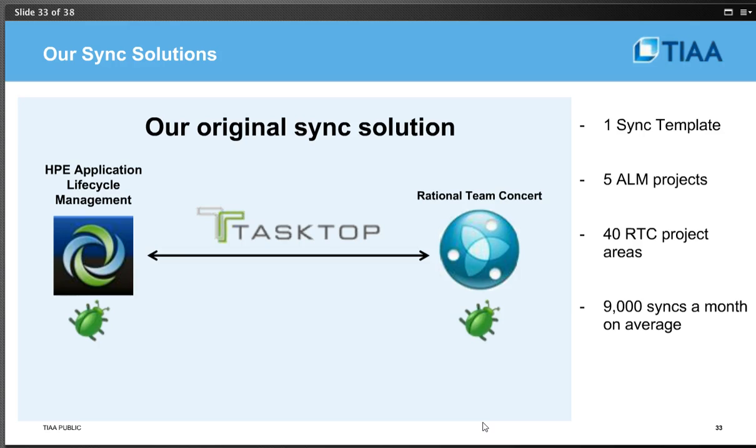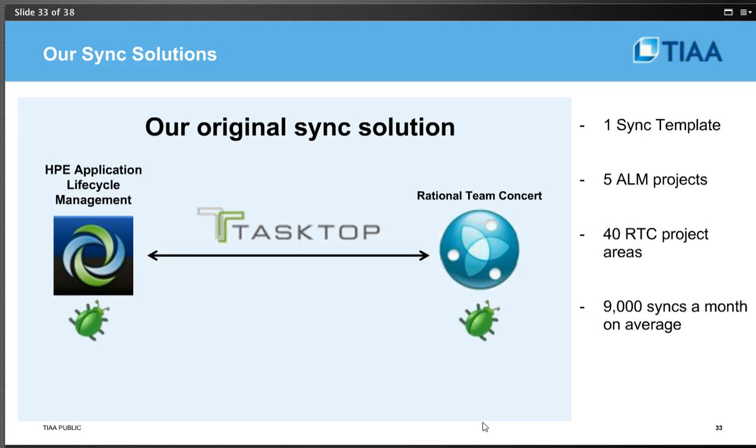We're syncing between 5 different ALM projects and 40 different RTC project areas. Obviously we do a lot of RTC project areas, and most of them go into one really large ALM project, and we've got some other smaller ones. We're doing 9,000 syncs a month on average. The other nice thing about these tool syncs is that you can have them going every minute or every 5 minutes, depending on what kind of performance you want to see. We've got ours set to every minute. So once these defects and user stories hit and they're ready for sync, within a minute they're showing up in the other tool.